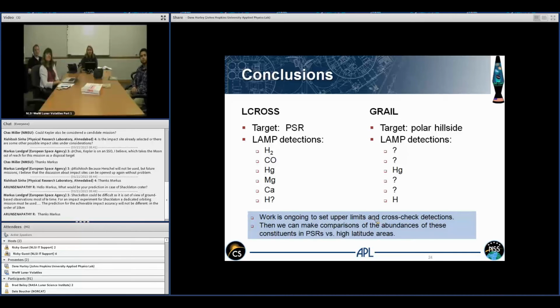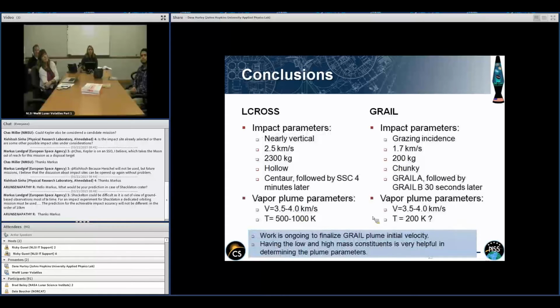But if the hydrogen's coming out in atomic form at GRAIL and molecular at Cabeus, that would be very interesting and would give us an insight into hydrogen and how it's stored in the regolith.